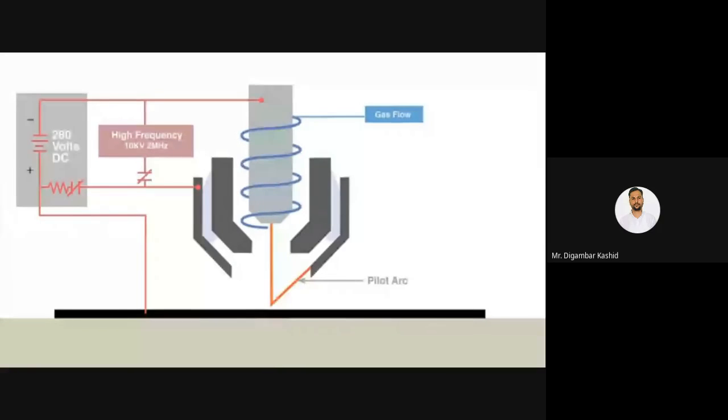The workpiece is connected to a ground through the cutting table. When the pilot arc contacts it, the plasma arc transfers to the workpiece, melting the metal. The high-velocity gas blows the molten material away.